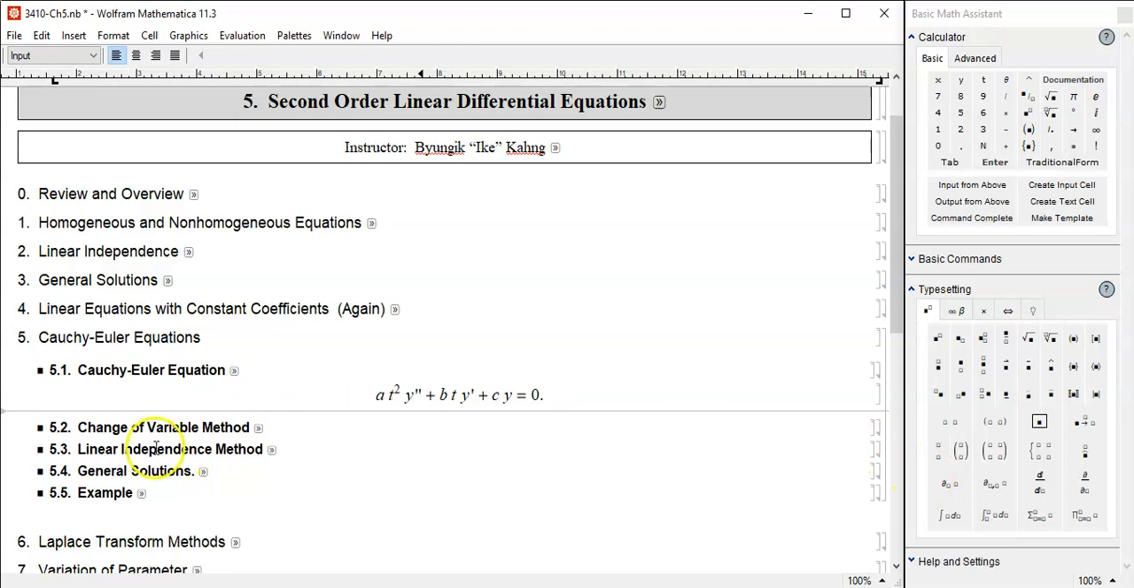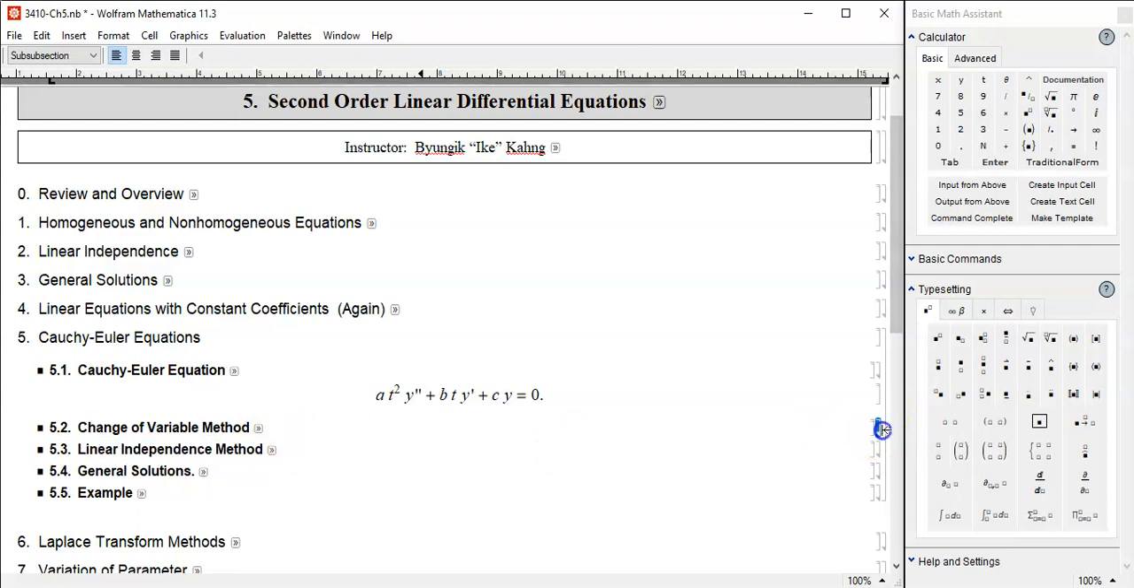Okay, how do we solve it? We're going to talk about two different methods. The first is the change of variable method, which is the default method of our textbook author. And the second is the linear independence method. I don't think it is in our textbook. Maybe it is, but I can't find it easily. It may be buried somewhere. But we're going to talk about both methods.